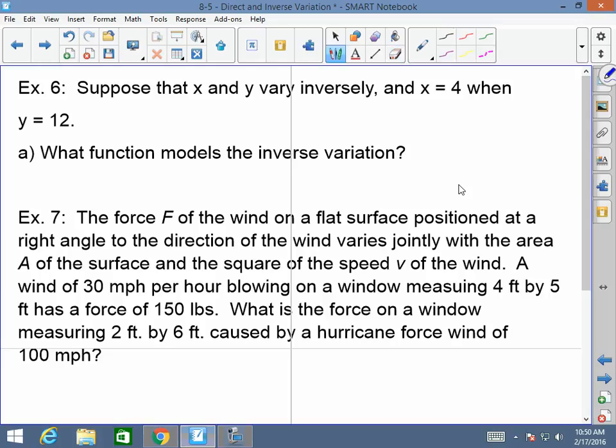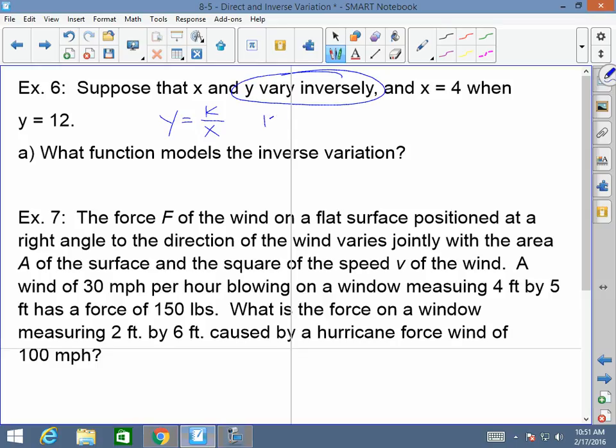Suppose that x and y vary inversely. Ding, ding, ding. That's it. I'm doing this on purpose, guys. I'm not trying to be an idiot up here. That's the key. It told you right there immediately, inversely. So right off the bat, I know that y equals k over x. I don't know what the k is, but I know that y equals k over x is the function here because x and y vary inversely.